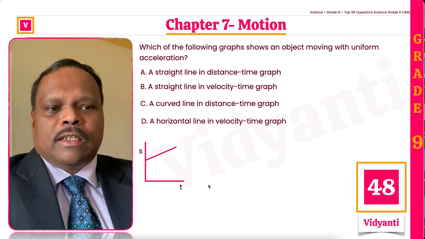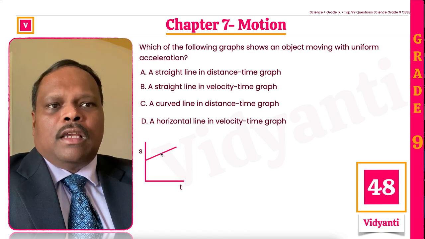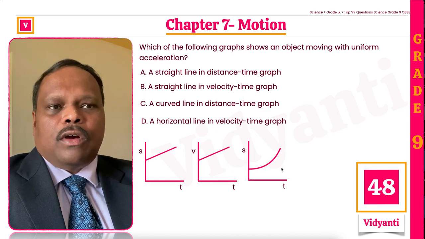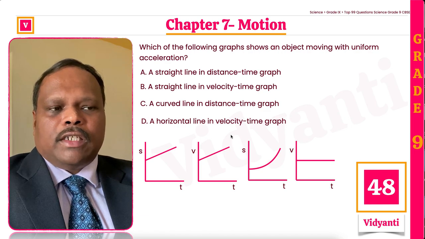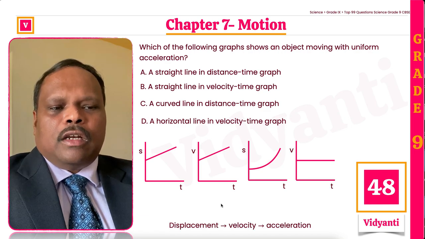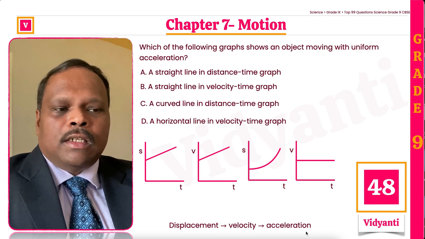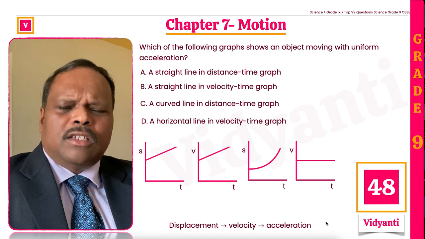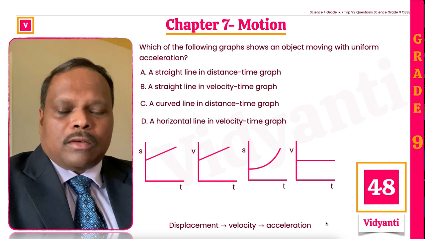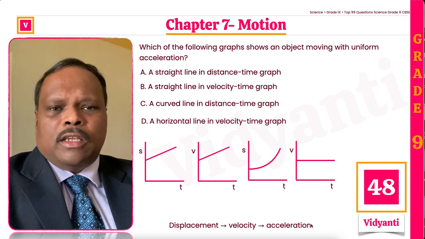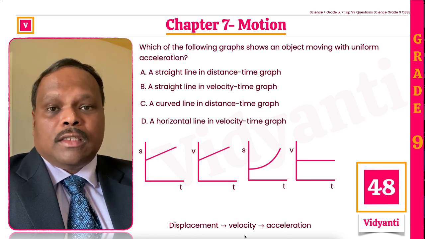Straight line in distance-time graph. So I have a distance-time graph and I have a straight line. Then I have a straight line in velocity-time graph. Then I have a curved line in distance-time graph, and then a horizontal line in velocity-time graph. Okay, so remember our sequence: displacement, velocity, acceleration. Rate of change of displacement is velocity, rate of change of velocity is acceleration, and there is one more property called jerk, which is the third derivative, which is used in electric motors, but that's not here. For the time being, remember only these three parameters.